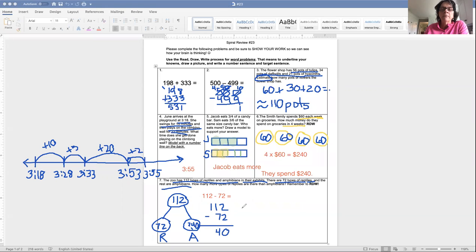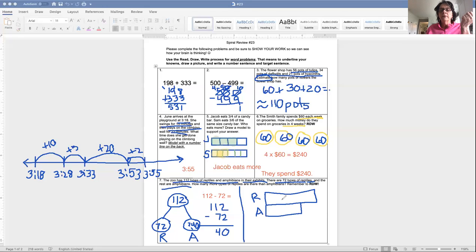All right, now the next part says, I'm going to split my work area. How many more types of reptiles are there than amphibians? Well, this is comparing. We don't do it too often, but we're comparing the number of reptiles to the number of amphibians. So if you remember how we do that, we draw a tape diagram that is stacked. The big bar on top and a smaller bar on the bottom. Okay, so I have to figure out what is the bigger number, the reptiles or the amphibians. I'm going to come back over here and look, and there are 72 reptiles and 40 amphibians. So I'm going to make reptiles be the bigger bar and amphibians be the smaller bar.